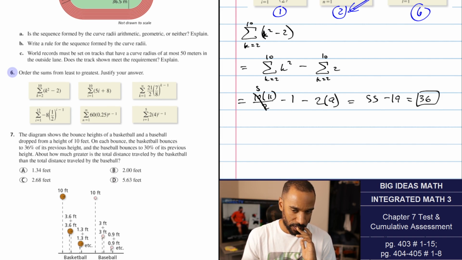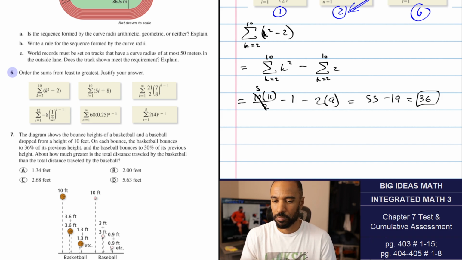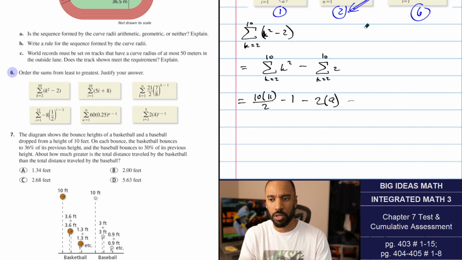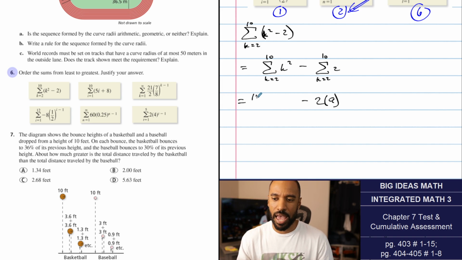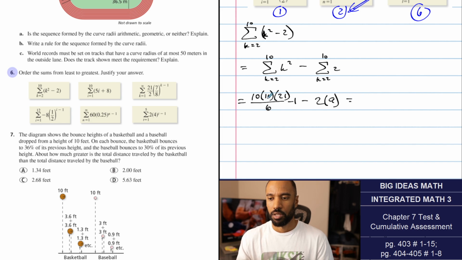The next one, I don't know if that's right. That sounds really wrong. Oh, k squared. Oh, no. Time out. I'm like, that seems really low because I'm adding 100 and stuff like that. This k squared, I'm sorry, it's n times n plus 1 times 2n plus 1 all over 6. Okay, there we go. Let's do that again.